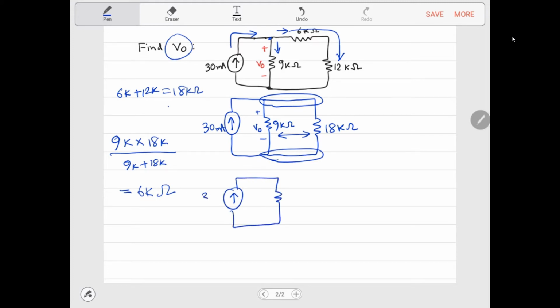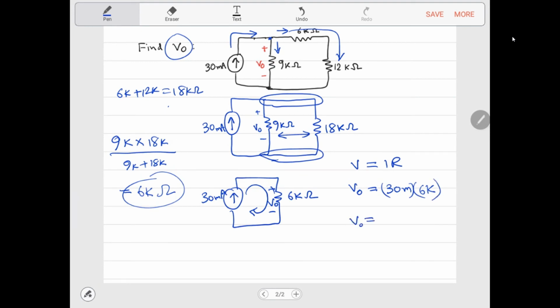So you have 30 milliamp here. You have 6 kilo ohm here. So this is V0 and this is the current. So let's just use Ohm's law. V equals IR. V is what we're looking for. I is 30 milliamp and resistance is 6 kilo ohm. This gives you 180 volt for the value of V0.